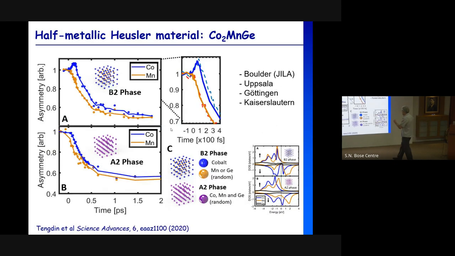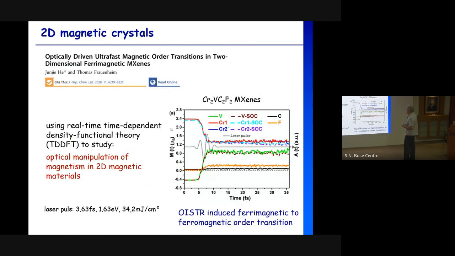After nickel iron, there were other systems we had seen it together with Boulder, Göttingen, and Uppsala. We use the Heusler material, this cobalt manganese germanium. This has different phases, a B2 and an A2, which has different density of states. And there you can nicely show that here we should have a strong Heusler effect and here a weak. And also theoretically a work was done in China.